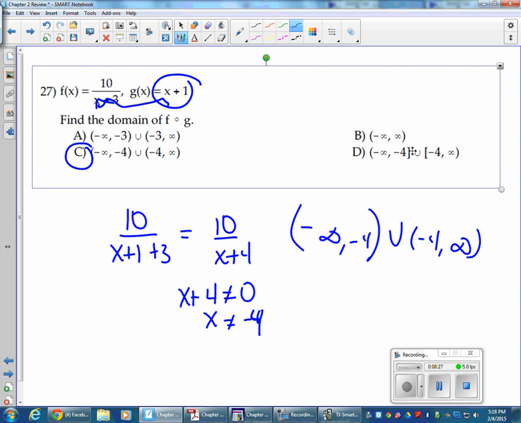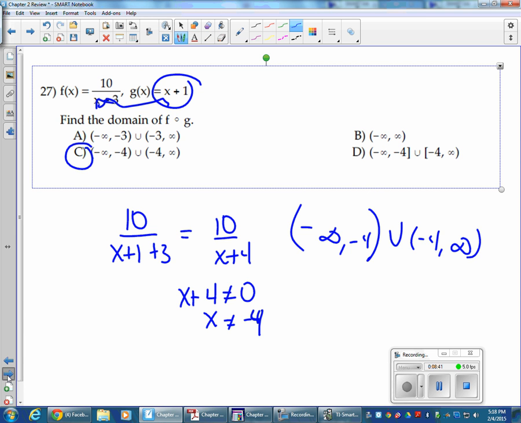Do not answer D. The bracket means it can touch negative 4, and it cannot be negative 4 because then you'd be dividing by 0. So make sure you've got parentheses by the negative 4. That's an easy miss, and that's 4 points, and you don't want to miss the 4 points on something easy like that.